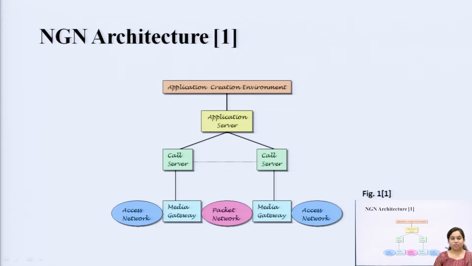Now, after discussing different types of layers, different types of components that make up an NGN, and the definition of NGN, we are going to see how the NGN architecture looks. Now, you can see this one is the access network at the transmitter and the receiver side. Now, this is a media gateway, this is the packet network, because NGN is based on packet networking, packet transmissions only. Then there will be a call server on both sides, and this is an application server. This will make up an application creation environment.